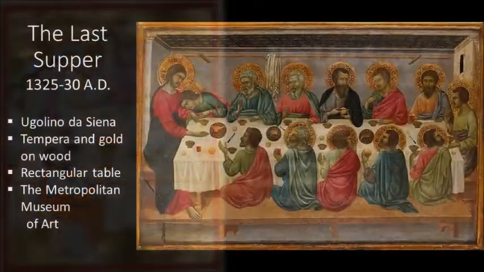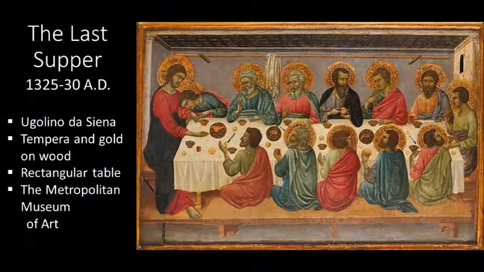In Ugolino's painting, there is a much different setup. This painting includes a rectangular table instead of a traditional Roman triclinium or C-shaped tables. This painting shows the disciples clothed in very colorful cloaks instead of white ones. Judas is still pointed out in this painting by being the only one without a halo around his head.